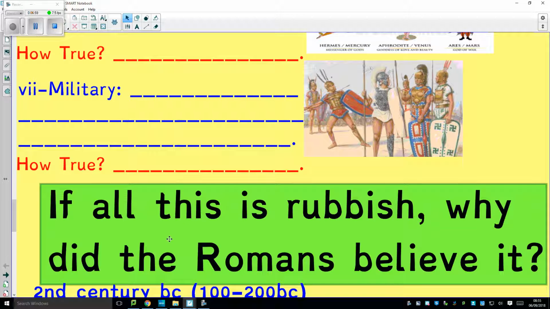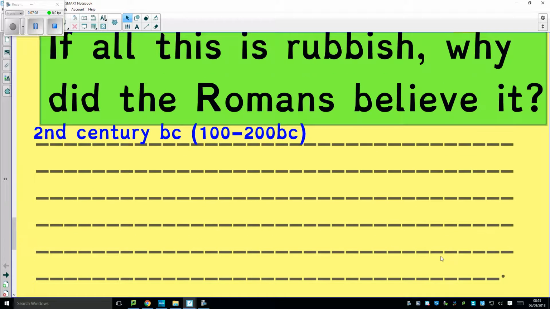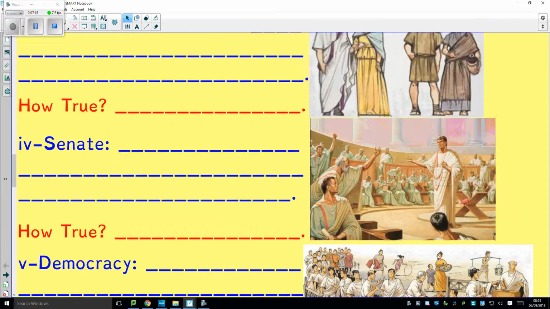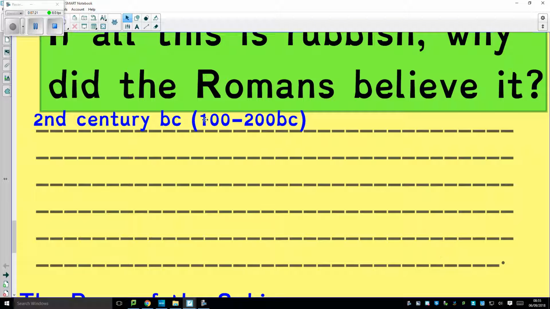Which hopefully explains this assessment question. If all this is rubbish, why would the Romans believe it? The Romans wanted to explain why things were the way they were. All this stuff we've done was written down for the first time in the 2nd century BC, between 100 and 200 BC, when all this existed. No one really knew how it happened. Nobody could really explain why the Romans organised things the way they did. So they made up a bunch of stories to explain it. Stories that they'd heard. They didn't just make it up Harry Potter style. They were based on earlier legends that had been passed down orally, by spoken word.